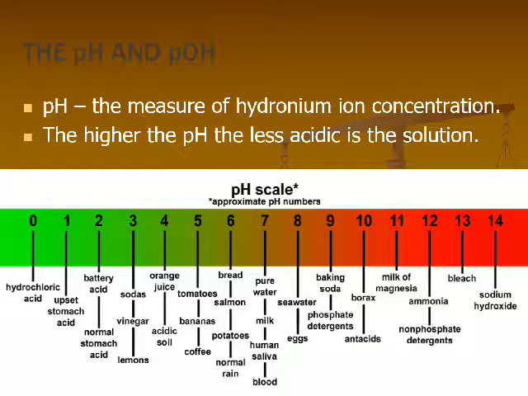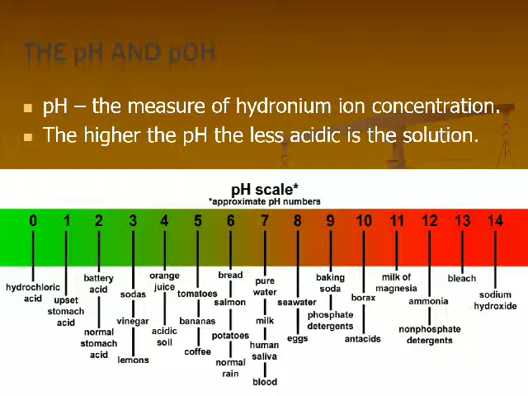Let's go now to the potential hydrogen ion and the potential hydroxide ion. When we say pH, it is the measure of hydronium ion concentration. The higher the pH, the less acidic the solution is. If we take a look at the pH scale, 7 is pure water, milk, human saliva, and blood. If we look deeper, the higher the pH, the less acidic the solution is.